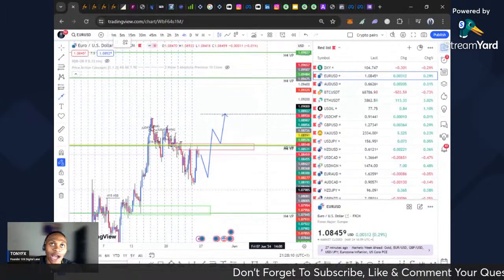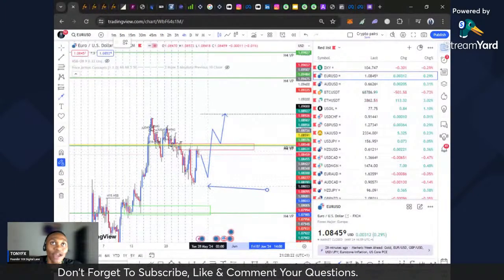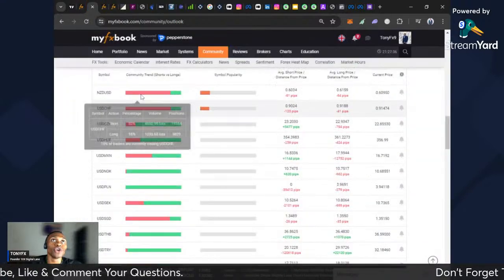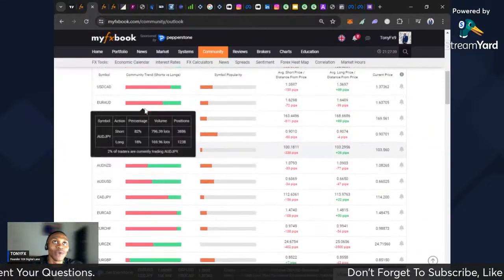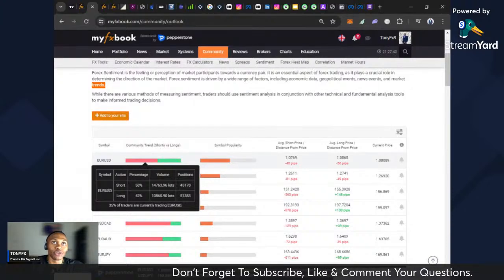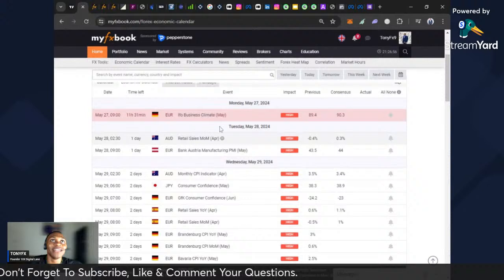So from this area now, we are at this level for euro USD. From this level, which is a supply, we're expecting a sell. Two, sentiment is telling us that on euro USD we have a lot of sellers. Let's combine the three so you understand. We have a lot of sellers: 58% of people are selling euro against the dollar.